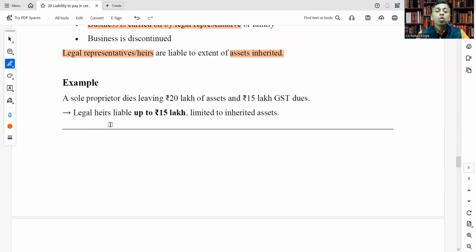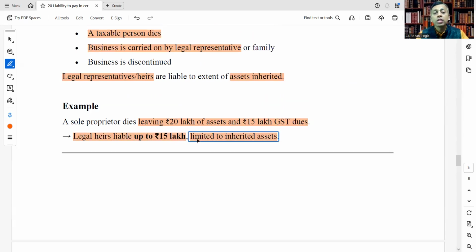For example, a sole proprietor dies leaving 20 lakhs of assets and 15 lakhs GST dues. Legal heirs are liable up to rupees 15 lakhs, limited to inherited assets. So how much assets are inherited? 20 lakhs. And GST dues is how much? 15 lakhs. So the legal heir is liable up to 15 lakhs, limited to inherited assets.